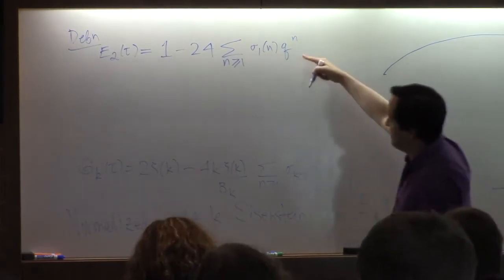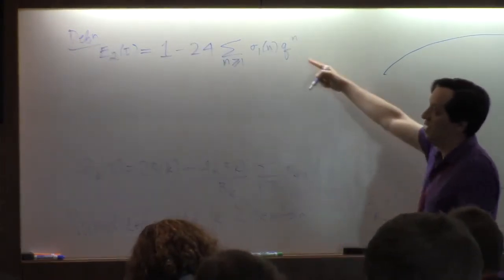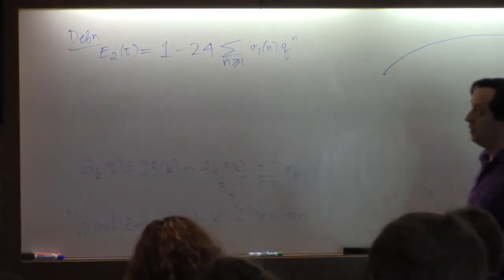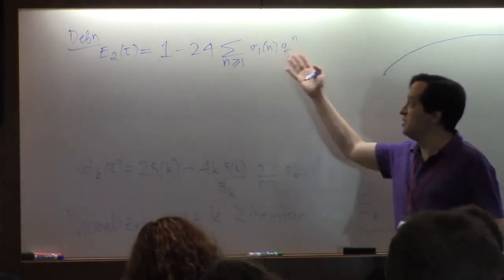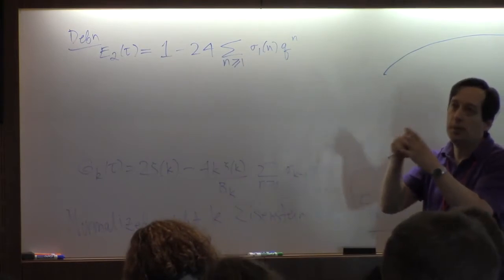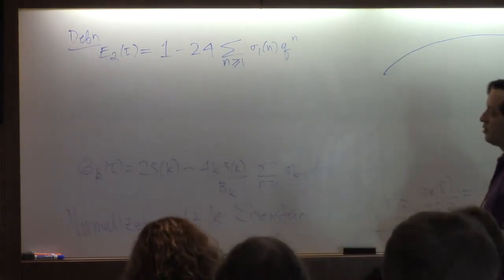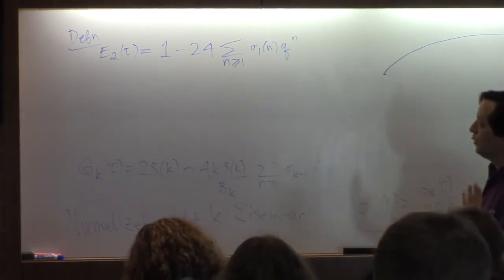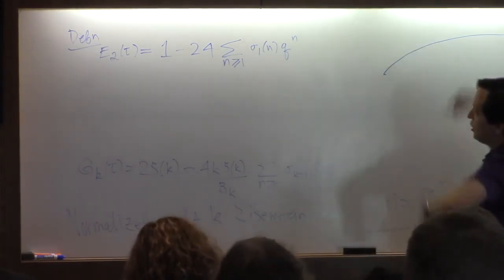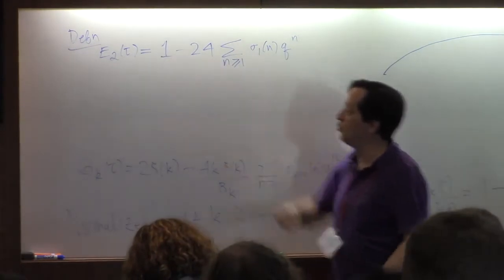Again, q is e to the 2 pi i tau. That's where the tau is here. So this converges for all tau in the upper half plane, or equivalently, this series as a function of q converges in the open unit disk. It's a holomorphic function. Tau going to tau plus 1, it's unchanged. When tau goes to infinity, it's like q going to 0, and you get the constant term is 1.